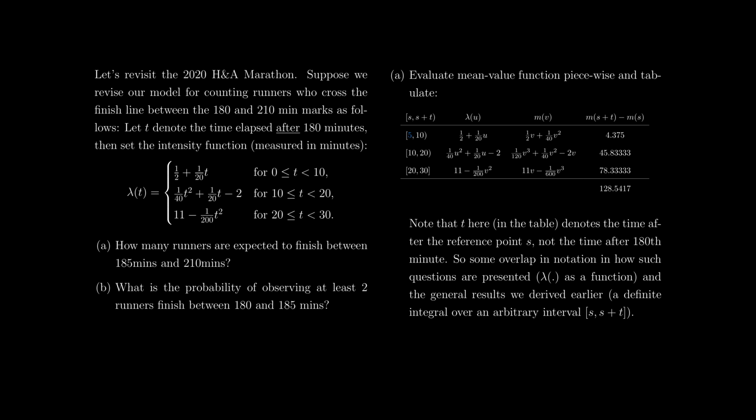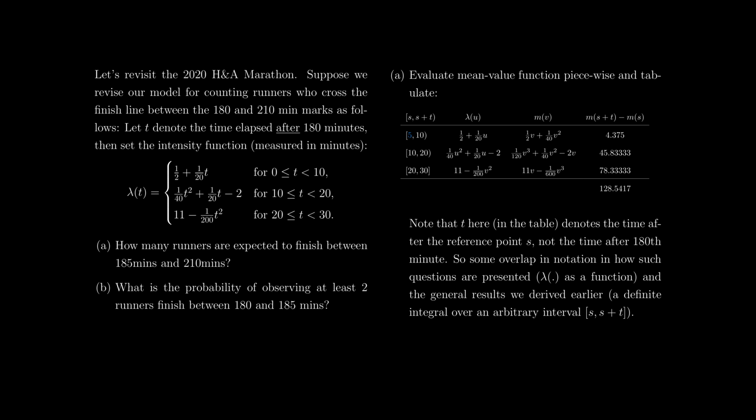Evaluate at the endpoints and subtract those values, and we'll see that the contribution to the expectation of the first subinterval is going to be 4.375. The contribution of the second subinterval is going to be 45.83 recurring. The contribution of the final interval is going to be 78.3 recurring. Because we're integrating over a window which spans all those subintervals, we just add them up, and we'll find that the mean value function evaluated at those endpoints and subtracted is going to be 128.542 roughly.